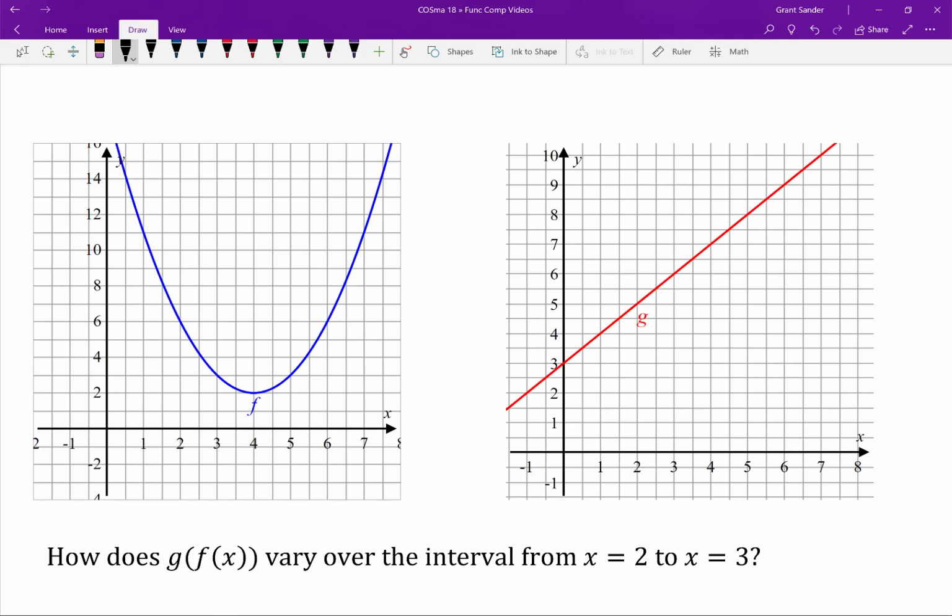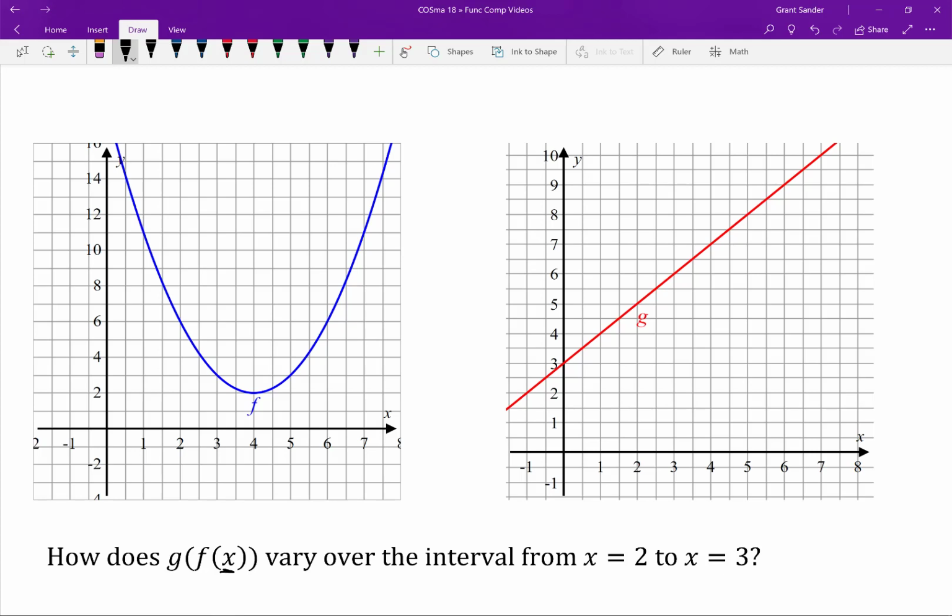So I have the graphs of two functions f and g shown here, and we want to know how g of f of x varies over the interval from x equals 2 to x equals 3. So what we're asking is, as x varies from 2 to 3, how does g of f of x vary?